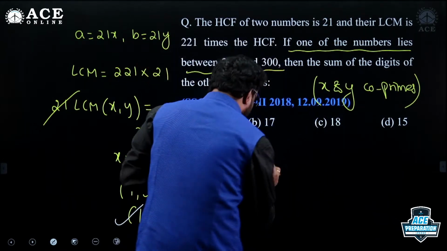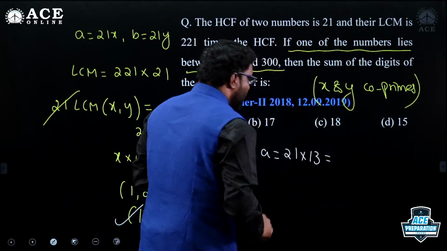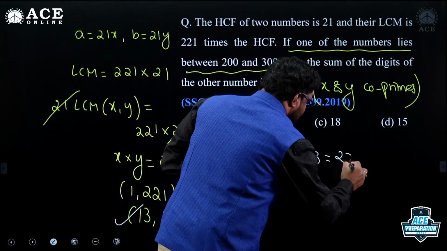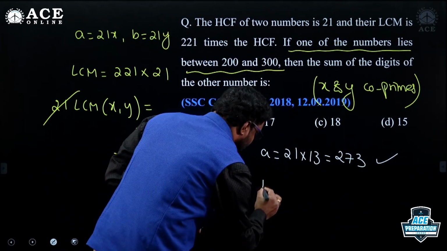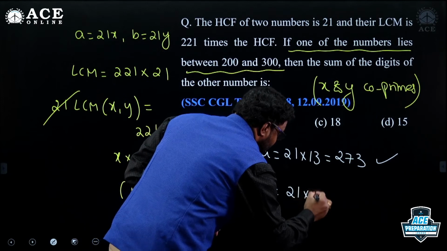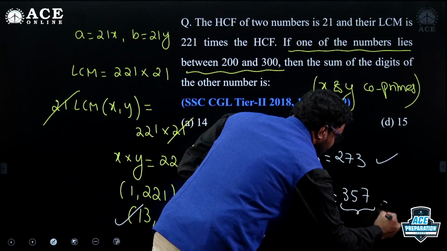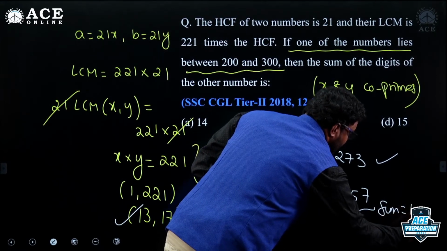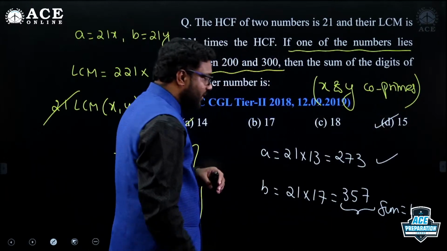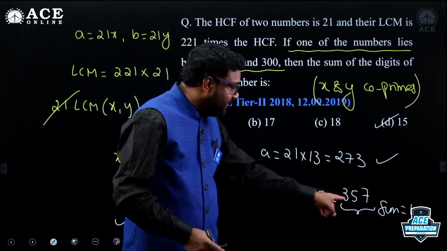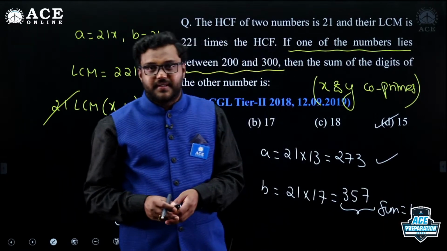Okay, what are the numbers now? A is 21 into 13, which is nothing but 273. Yes, it lies between 200 and 300. They're asking about B now. B is 21 into 17, which is 357. They are asking for the sum of these digits. The sum of this is nothing but 15, my dear friends. So the answer is 15. The other number is 357, and the sum of those digits is nothing but 15.